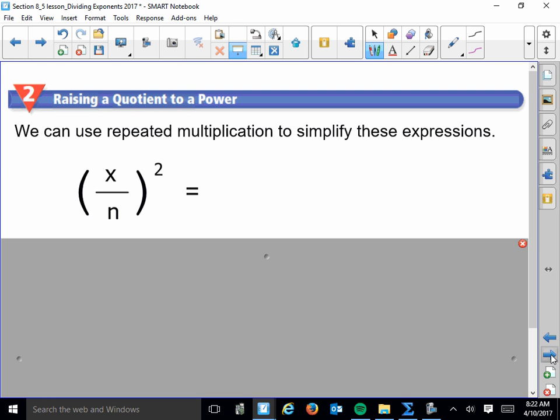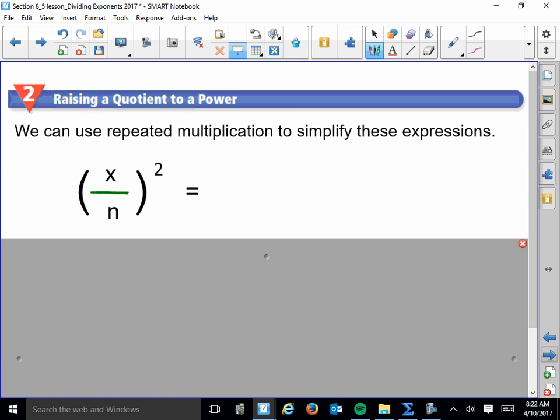Okay, we have one last rule, and this is raising a quotient to a power. What if we have a quotient, which is the answer to a division problem? In this case, it looks like a division problem. It is a division problem. x divided by n, quantity squared.